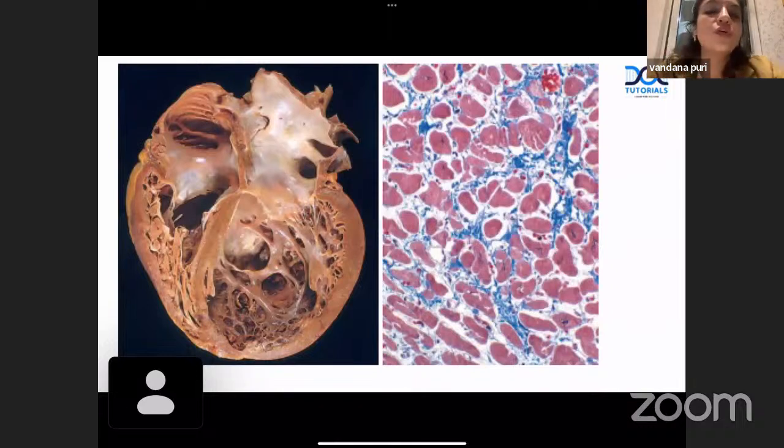So remember, four-chamber dilatation of the heart is very, very classical of dilated cardiomyopathy, and you can usually see mural thrombi also, because it's a dilated heart. It's like a dilated, flabby heart.